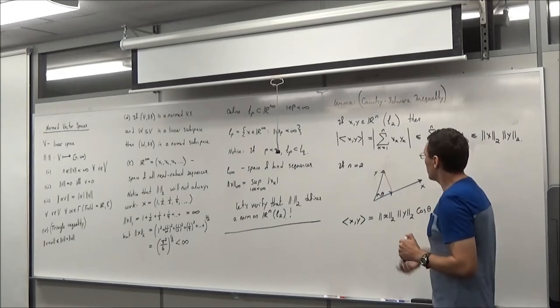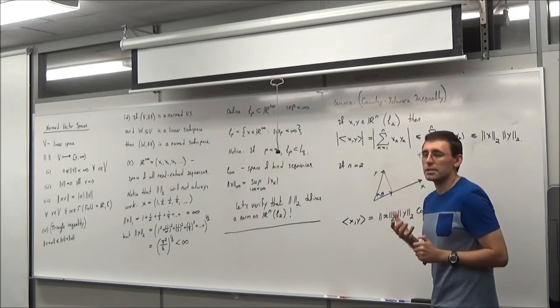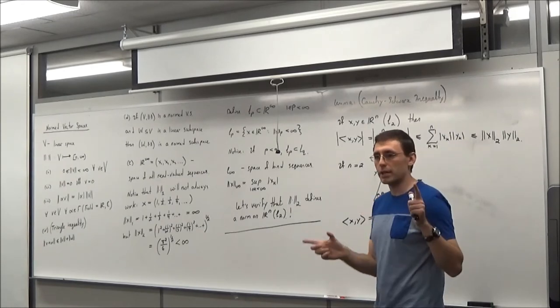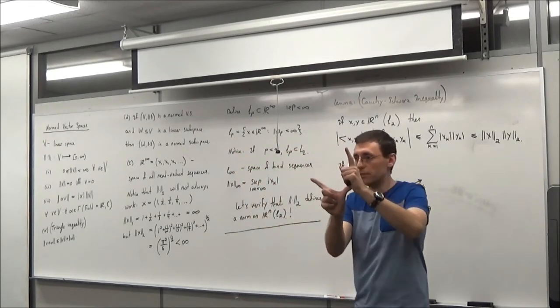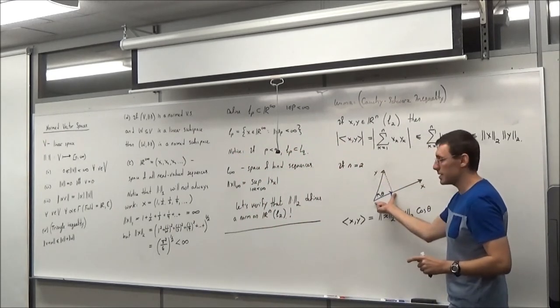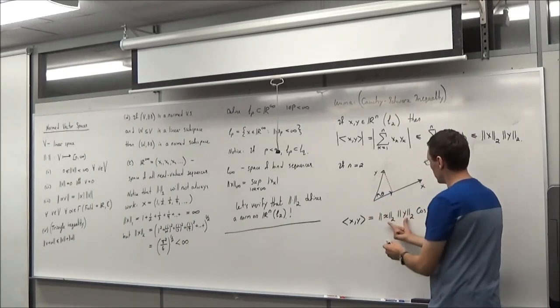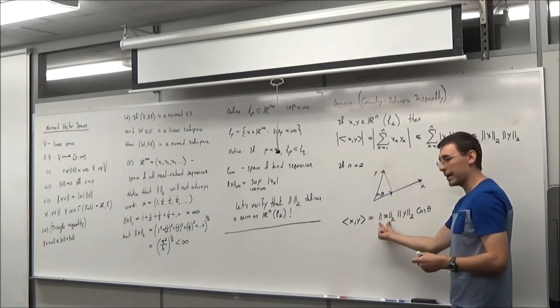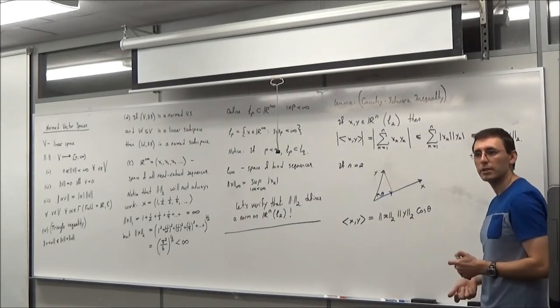Why did the dot product become useful? Well, a dot product is what measures work. Work is the magnitude of the distance times the magnitude of the useful force. The useful force is this blue line, and the magnitude of distance is the magnitude of x, right? So the dot product is defined as the magnitude of x times the magnitude of y times cosine of the angle between them. Okay?